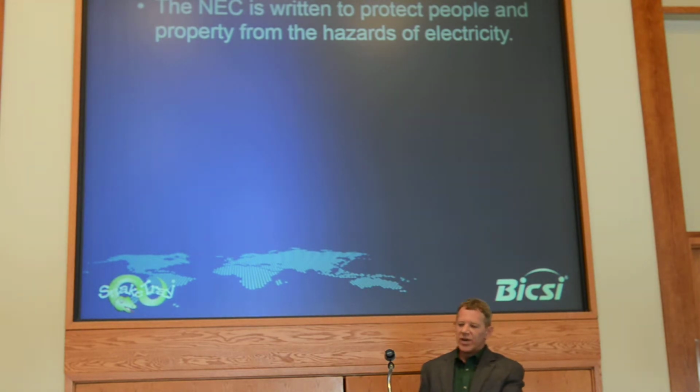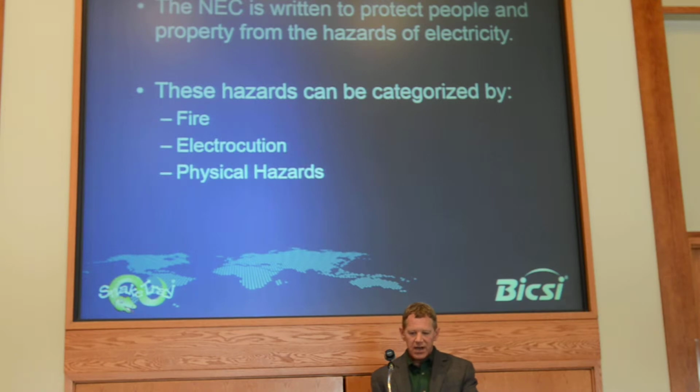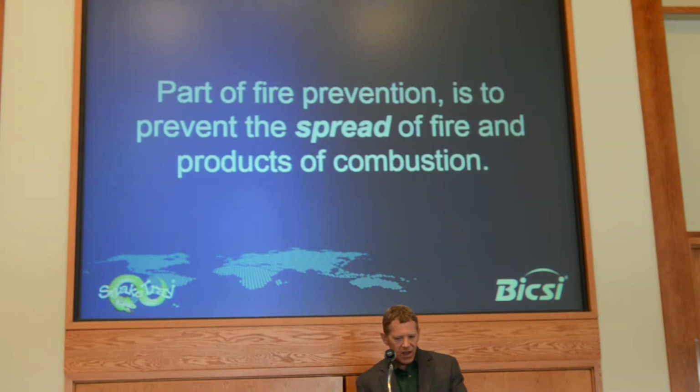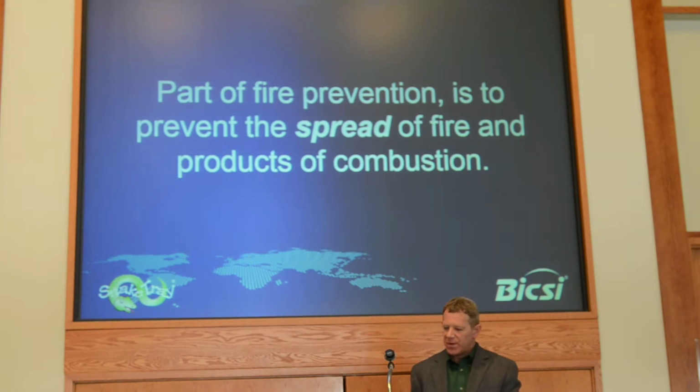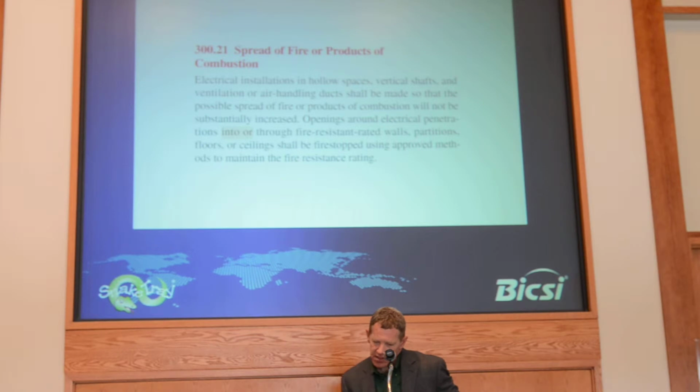The NEC is written to protect people and property from the hazards of electricity. Let's categorize these hazards: fire, electrocution, and physical hazards. So let's talk first about fire. Part of fire prevention is to prevent the spread of fire and products of combustion. And there it is in the code. Let's go back to this slide more carefully.